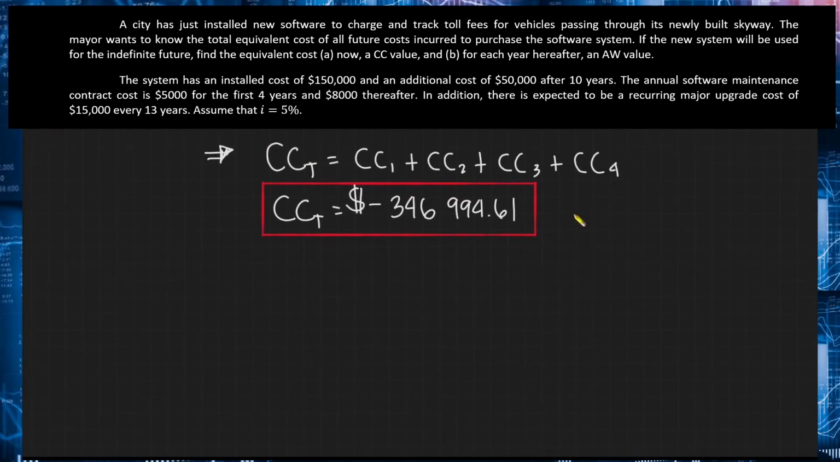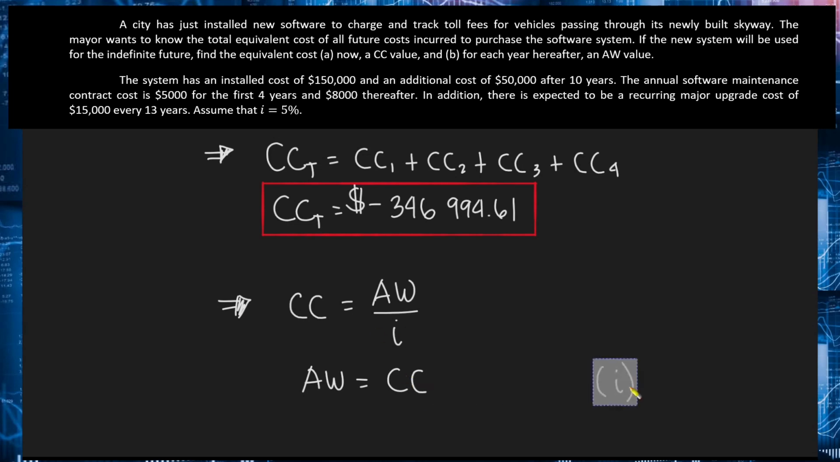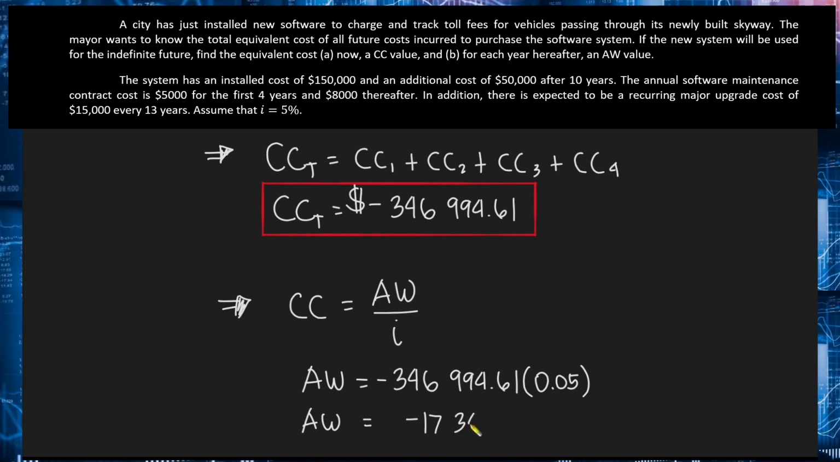And then for the second question, to determine the annual worth value forever, so since meron na tayong total na capitalized cost dito, we will simply use this formula, CC equal to AW over I, and then solving for the annual worth, we will simply multiply the capitalized cost by the interest rate. This will be equal to $17,349.73. Ibig sabihin, the city has committed the equivalent of about $17,350 per year forever, no? Forever siya, to operate and maintain the toll management software. Okay, so that's it, no?